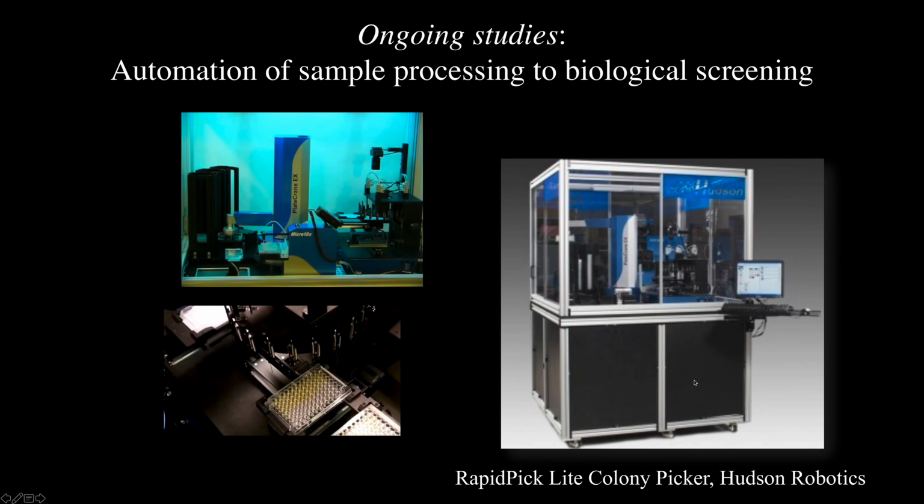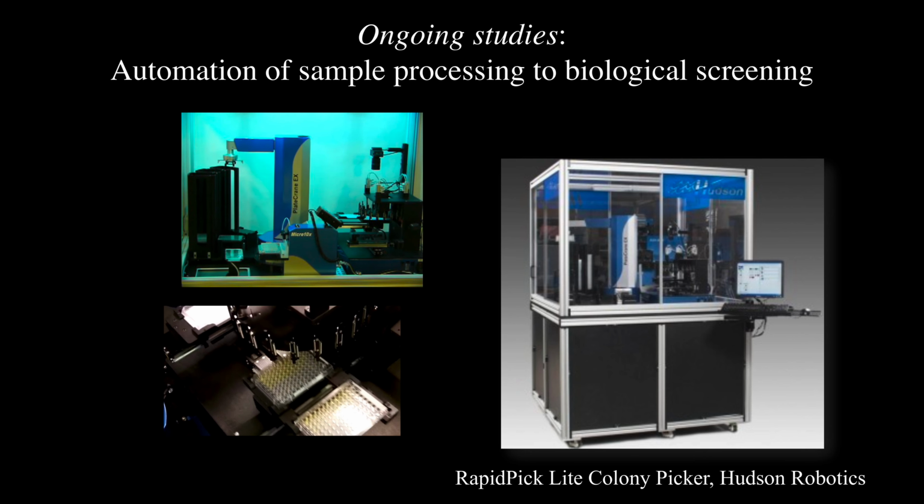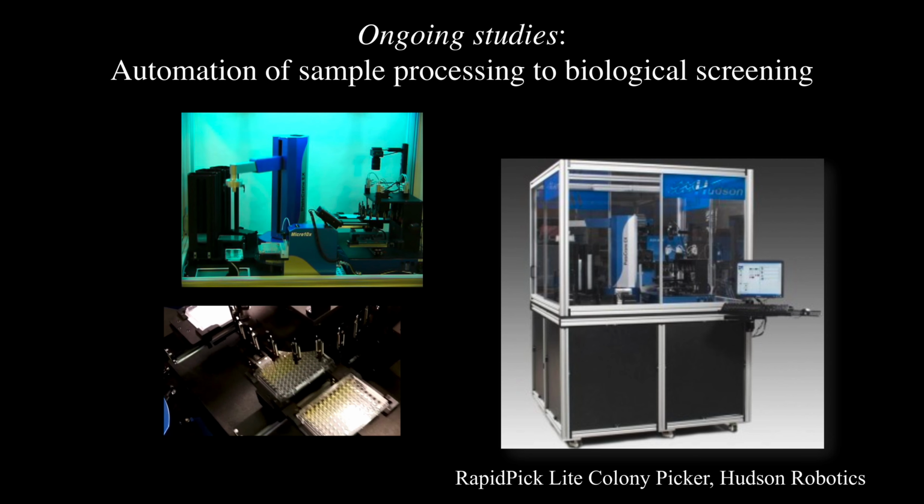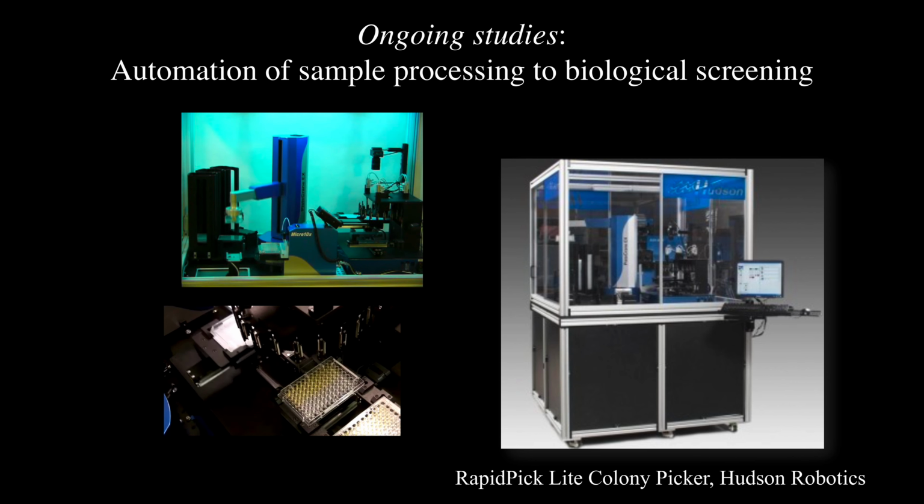And so ongoing future studies, we're in the process with Dr. Franzblau and the ITR of purchasing this Rapid Pick Light colony picker from Hudson Robotics. Really awesome colony picker that's able to process I think about 2,500 colonies in 1 hour. So what we're really hoping to do is to basically automate the majority of this front-end process from after we plate the samples, basically from colony picking, because that's what the robot does, to library generation, cryo storage, and even plating on a biological assay.